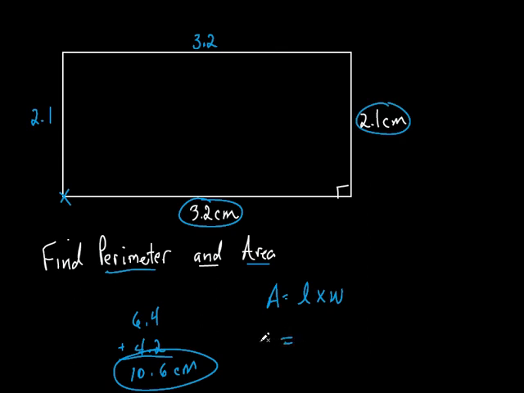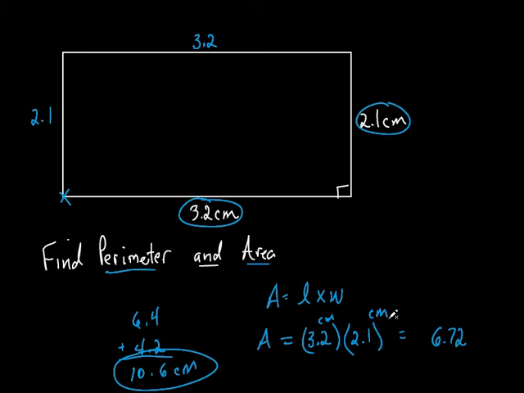How do we find the area of this? We just multiply them together. So I take 3.2, multiply it by 2.1. Now watch, I should have put that in there. This is centimeters and this is centimeters. If I multiply them together, let's see, I'm looking in the book because I just don't want to do this. It's, let's see, 6.72.